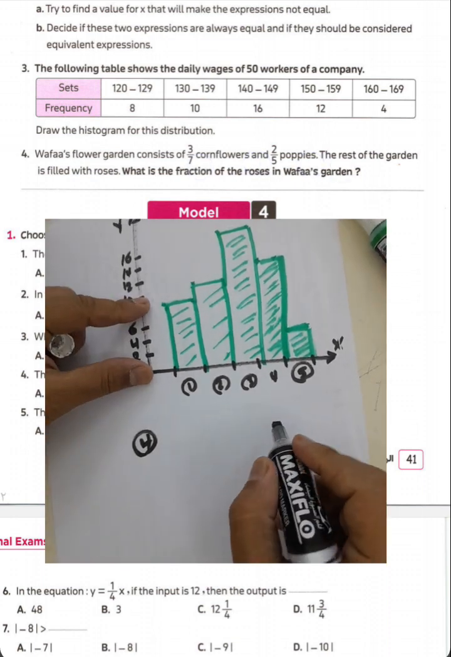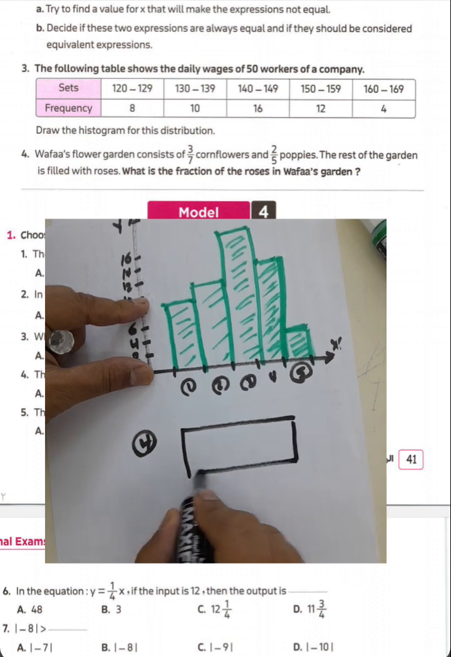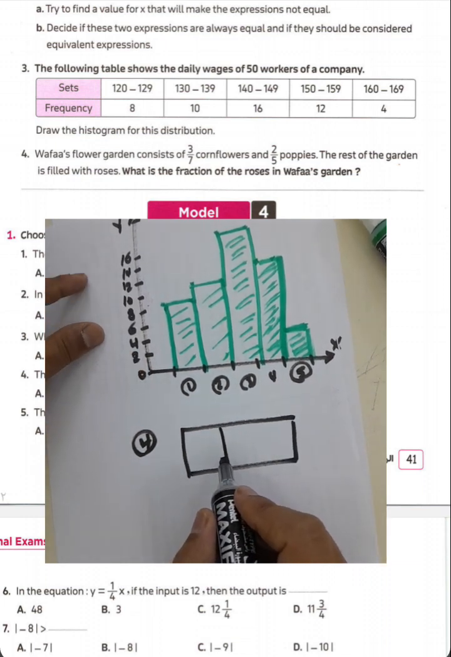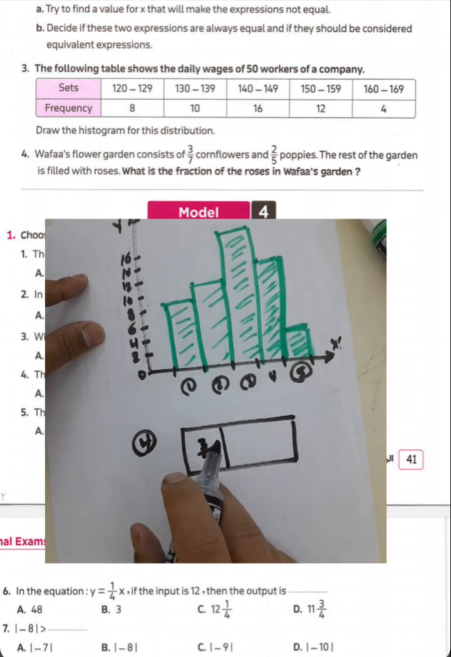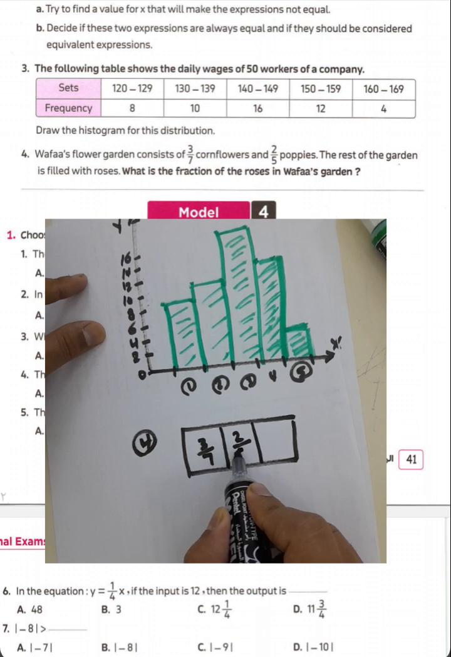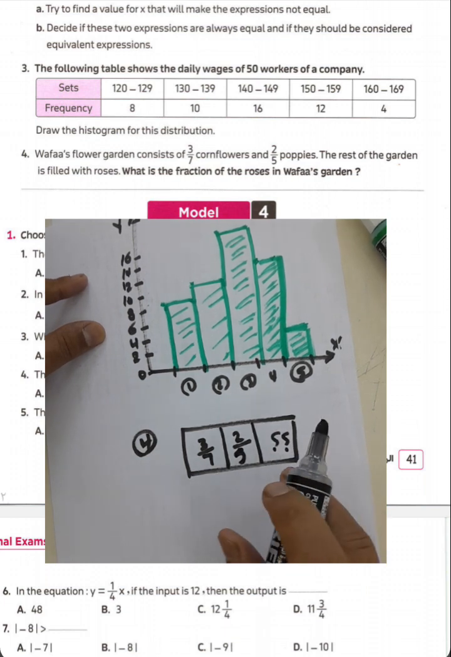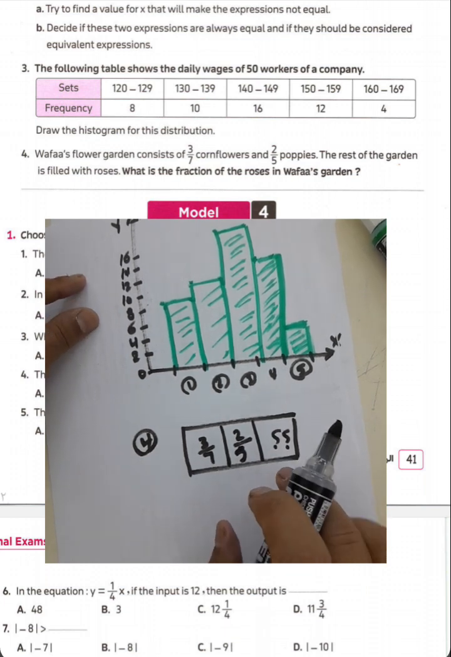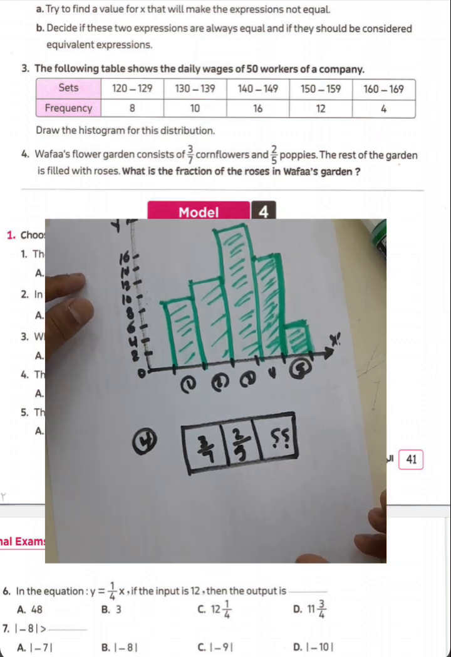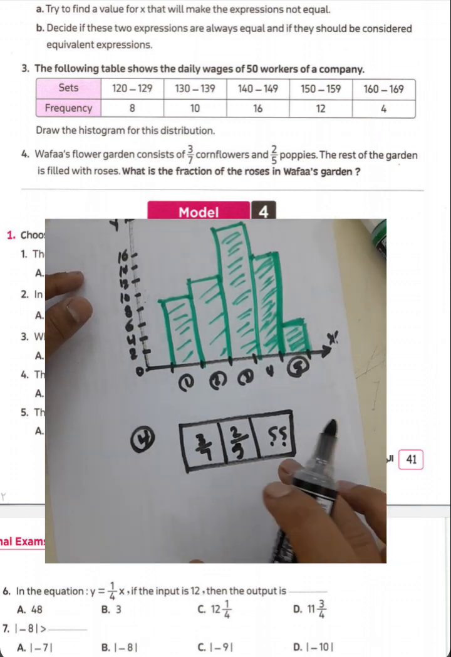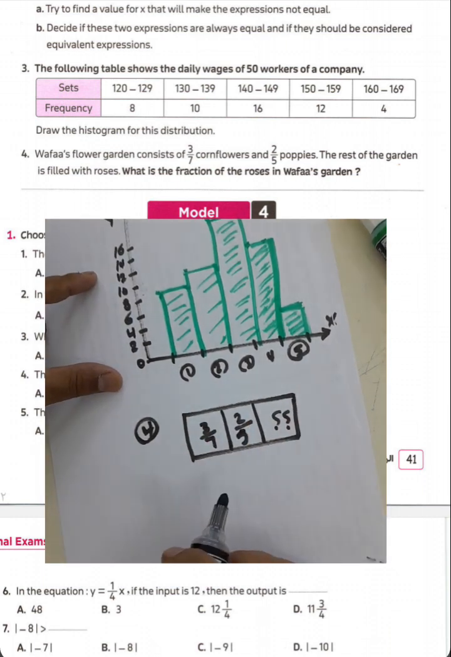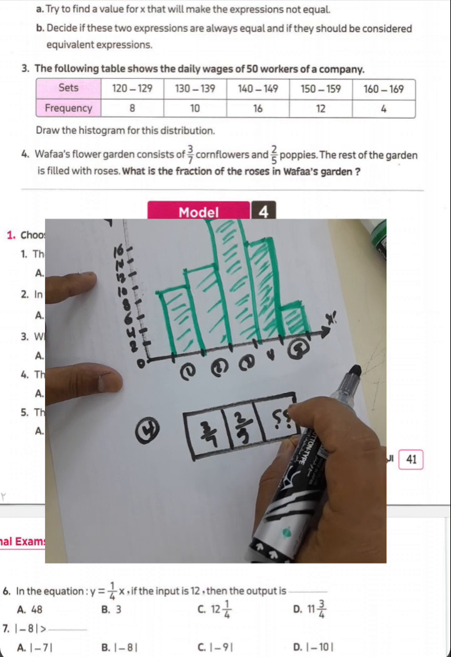Okay, it's the garden of Wafa's flowers: 3/7 is this part, the first flower, and the second flower 2/5. We want the last part of the garden here. It will be what? How much of a fraction? What is the fraction of the roses in Wafa's garden? We can add the two numbers and subtract from 1 to find the result for roses.